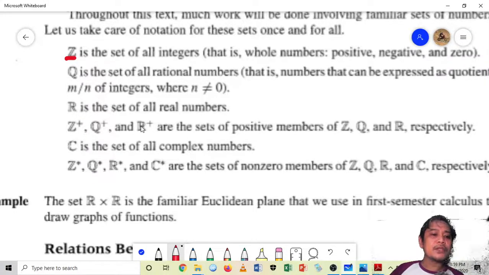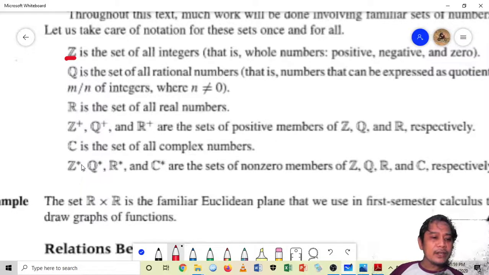Here, we have superscript plus to indicate positive subsets, or the subsets of this with only positive elements, meaning this is the set of positive integers, this is the set of positive rational numbers, and this is the set of positive real numbers. This symbol C is used to represent the set of complex numbers.